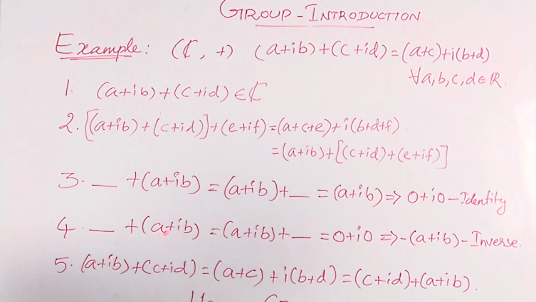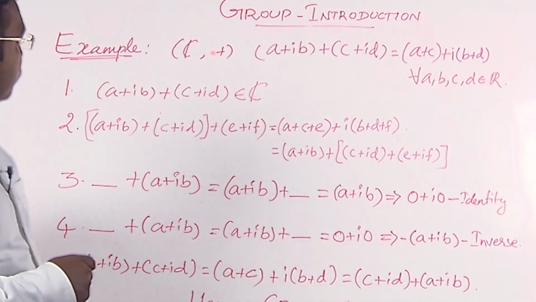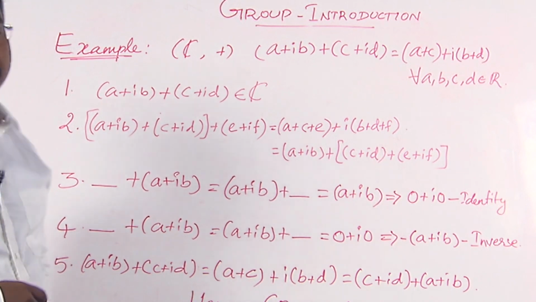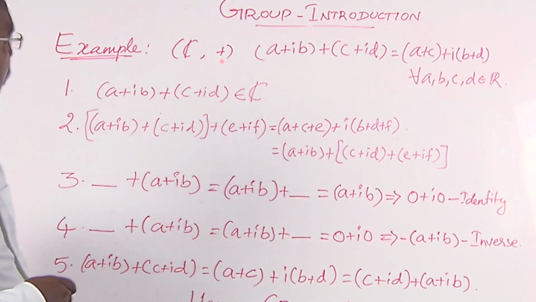Now, here again a plus ib, we have to get 0 plus i0, therefore both the real and imaginary parts are 0, which means minus a plus i of minus b, which means minus of a plus ib is the inverse of each element, which is also an element of the complex numbers, because this is nothing but minus a plus i of minus b, and minus a and minus b are elements of the real numbers. Therefore, this is again a complex number. Therefore, for every a plus ib, minus of a plus ib is the additive inverse. Therefore, the complex numbers with this addition satisfy all the 4 properties, and hence this forms a group.